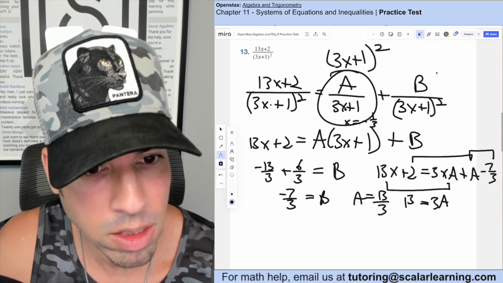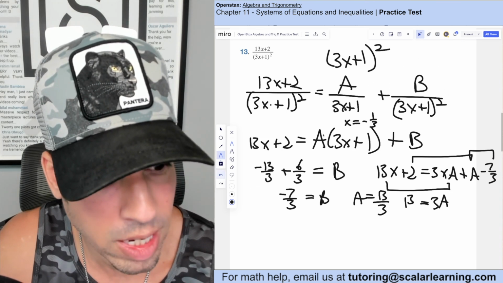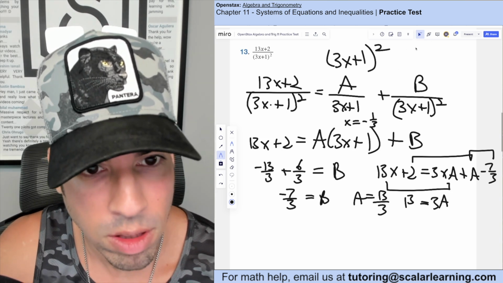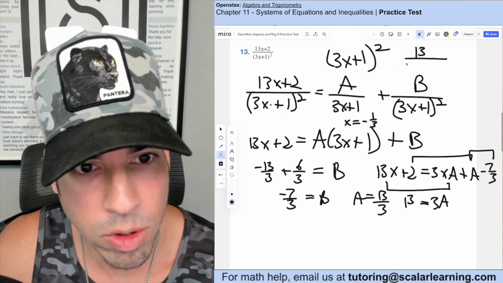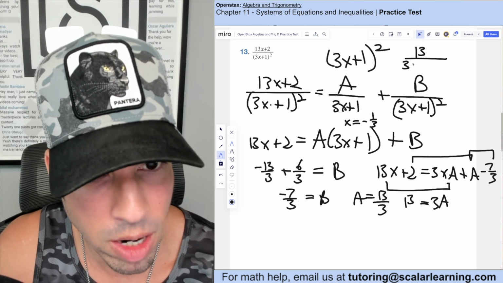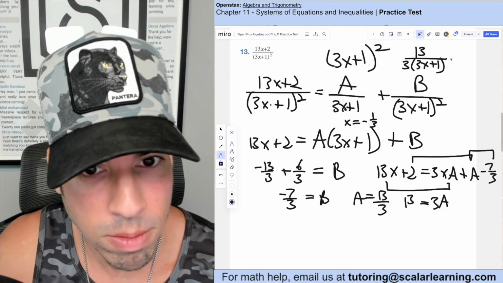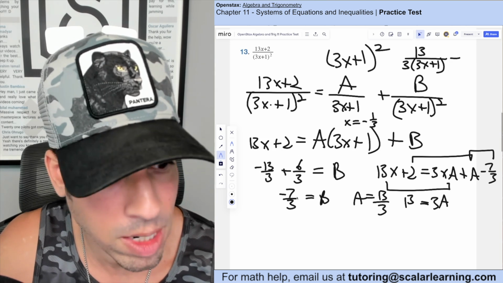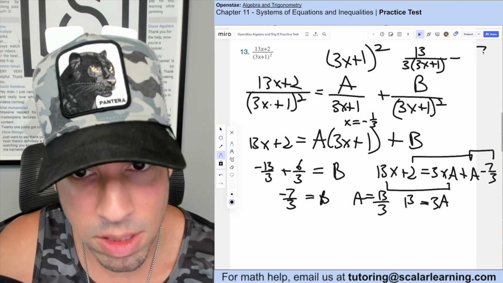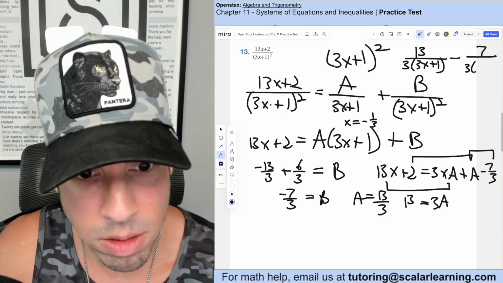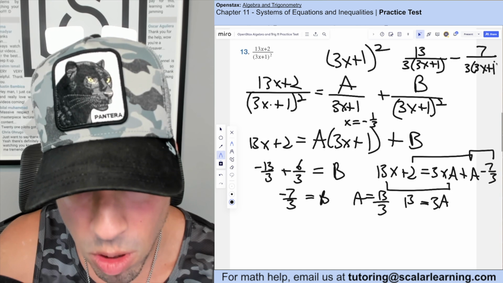All right, now we come back to this original setup and we replace those with these nice coefficients. So we're going to have 13 over 3, since I'm plugging in for a, times 3x plus 1. And then we have minus, because that's negative, 7/3. So I put the 7 on top, 3 on the bottom, with the 3x plus 1 squared.